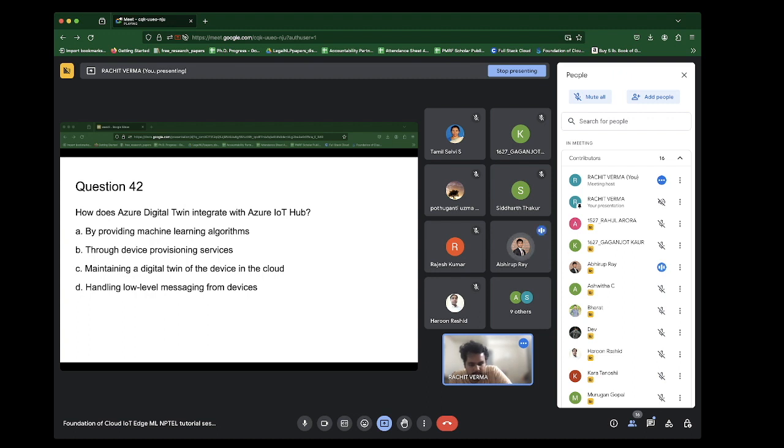Okay. So how does Azure Digital Twin integrate with Azure IoT Hub? Providing machine learning algorithms, device provisioning services, maintaining a digital twin, or handling low-level messaging. It's also a similar question.